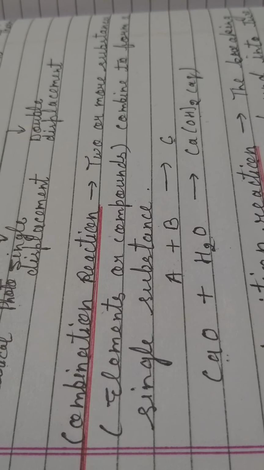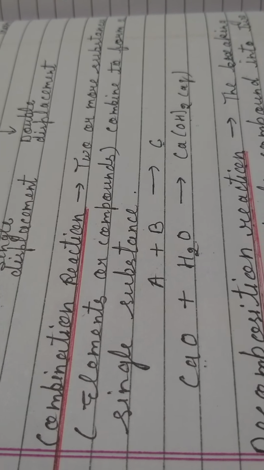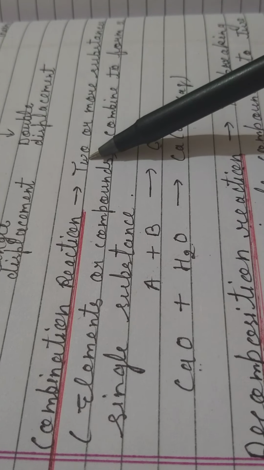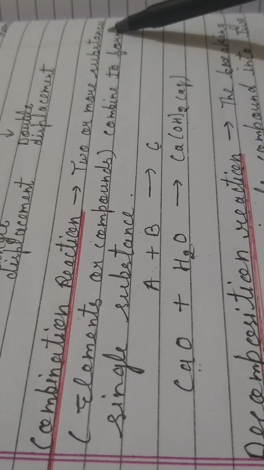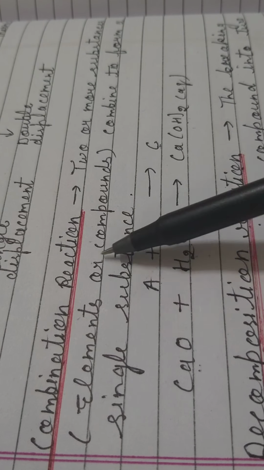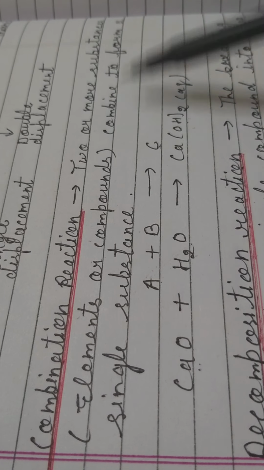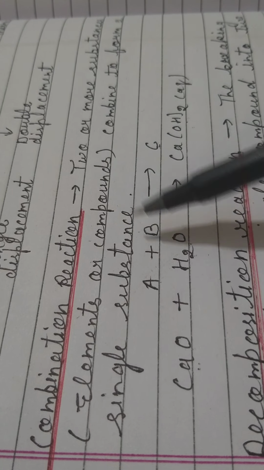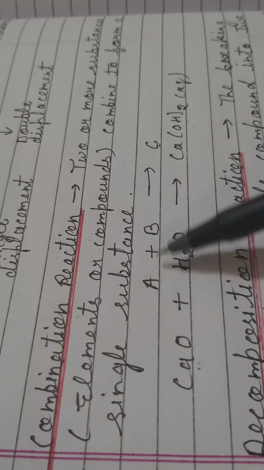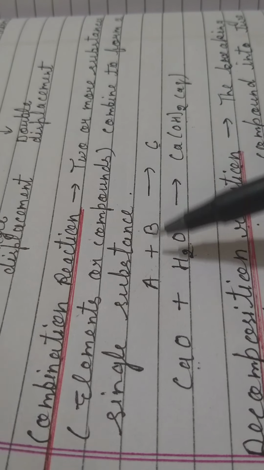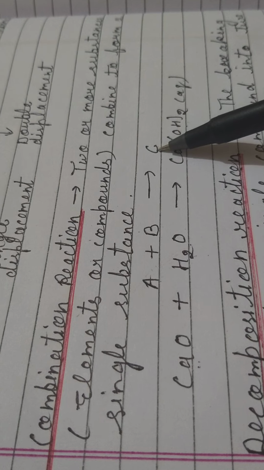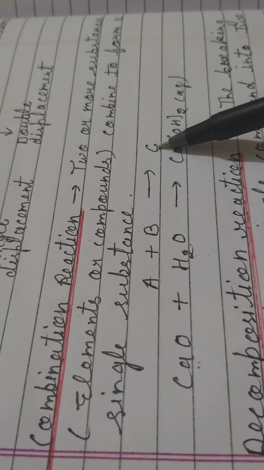Okay, so let's start to understand all the chemical reactions one by one. We will start with the combination reaction. You can see here as I have written, two or more substances, which may be elements or compounds, combine to form a single substance; that we call a combination reaction. As you can see, A plus B forms C, which means the reactants are larger in number but the product is lesser in number. Okay, so that is a combination reaction.